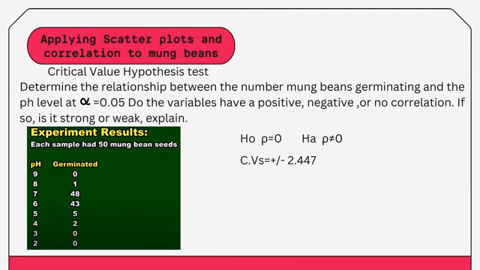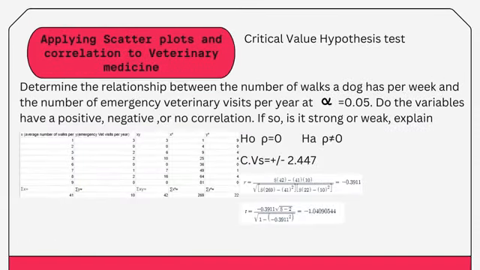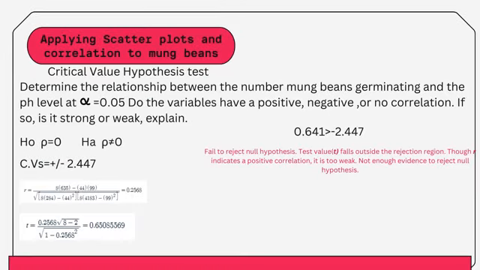We're going to go over to applying it to mung beans. Determine the relationship between the number of mung beans germinating and the pH level. Fail to reject the null hypothesis. Test values fall outside the rejection region.